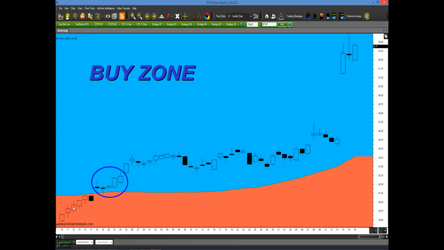Now, conversely, when we were below here, well, this is the sell zone. Now, until price comes all the way back down here and has 3 to 5 closes in the reddish orange, you are only going to be a buyer. That's how simple trading can be. Automatically, you've eliminated half of your choices.